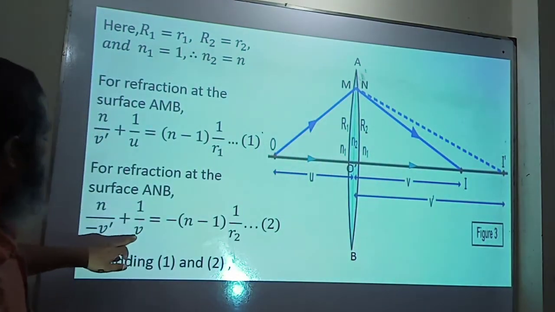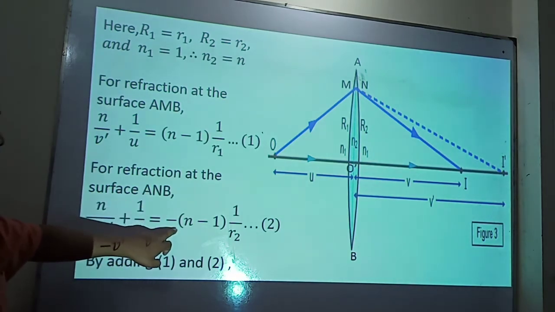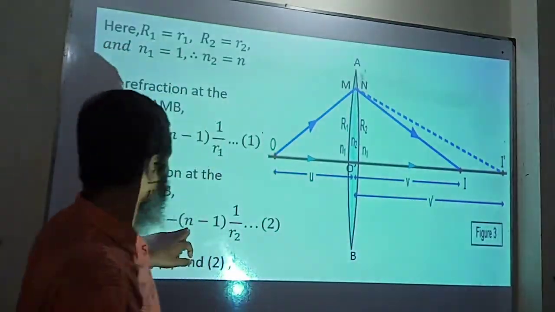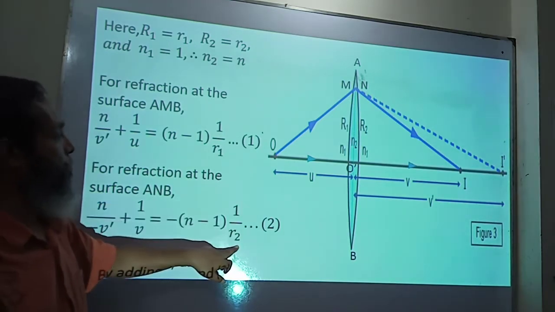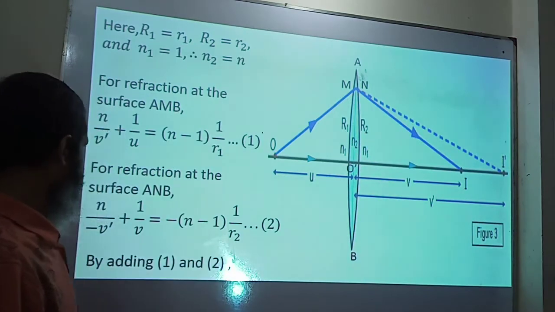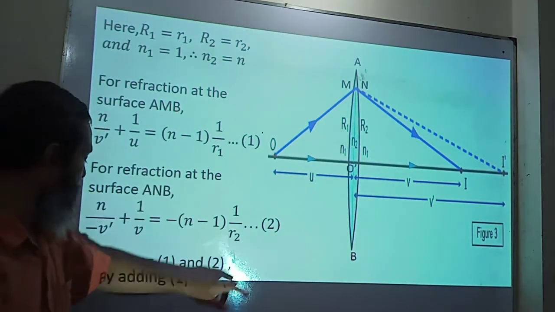So n/(-v') plus 1/b is equal to -(n-1)... minus (n-1)/R2. Since the object is virtual, that's why the negative sign comes here. The radius of curvature of this surface is R2. Okay, so we get two equations. This is equation number 2.